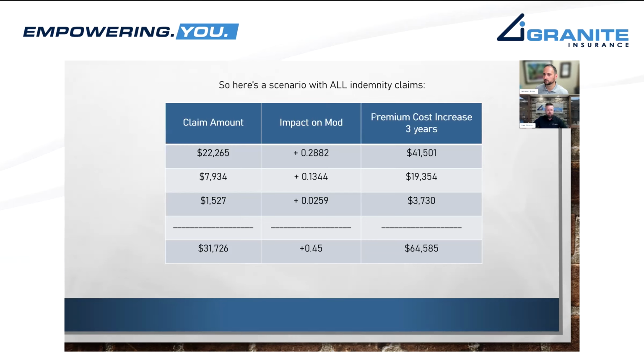Neil, one of the past owners, the CEO of the company, used to say that workers' compensation is a very expensive financing mechanism. And you see there why. A $22,000 claim costs you $41,000 over 3 years. A $15,000 claim costs you more than double that, $3,730 over 3 years.